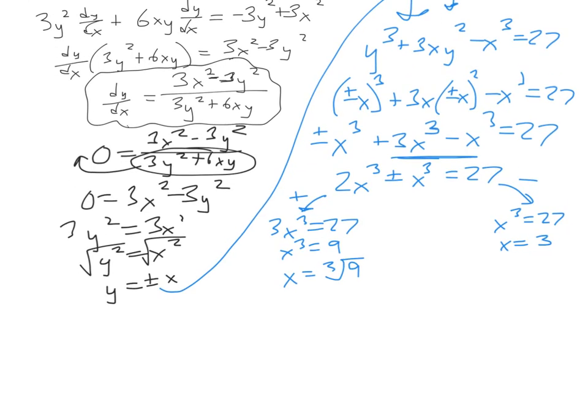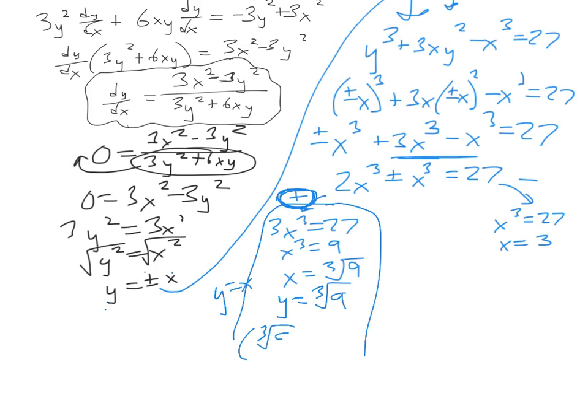So this happened over here. This happened over here when y was equal to x. That's what this plus means, right? That was when y equaled positive x. So that means that y is also the cube root of 9, and that means that there's a stationary point at the cube root of 9, comma the cube root of 9. Yay, we found one of them.